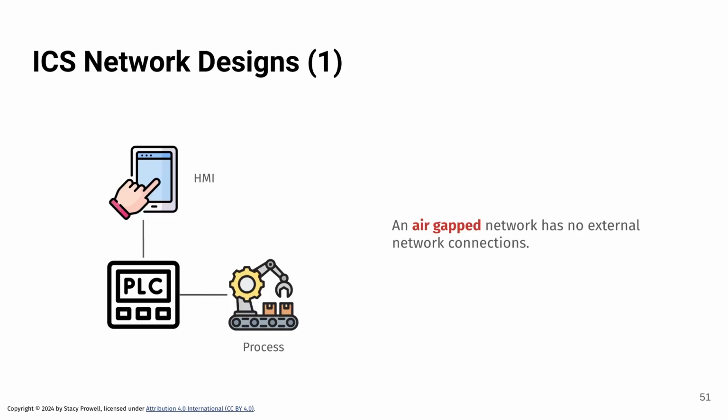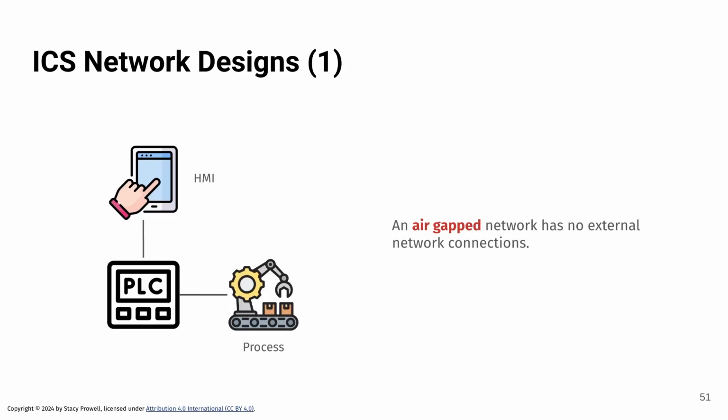Right? The PLC reads sensors from the process and controls actuators in the process. It presents that information to me on the HMI so that I can then take some actions. Start it, stop it, change set points, etc. And the system is not connected to any other networks. It is what we would call air-gapped. Right? There's no other external connections.